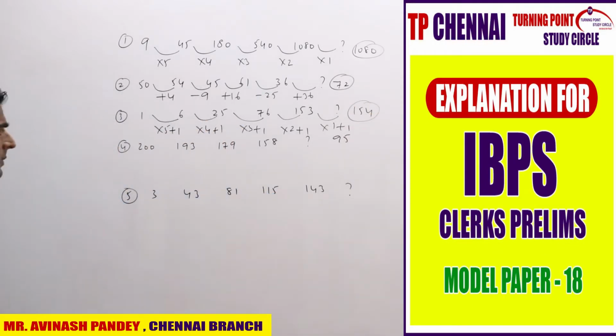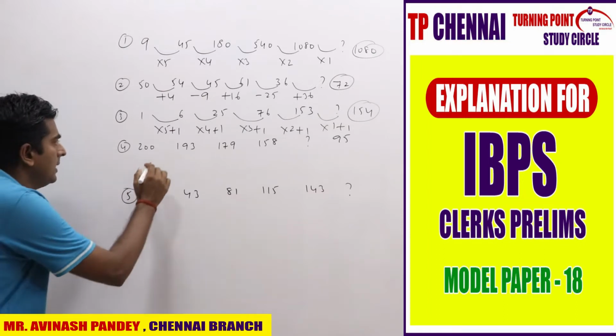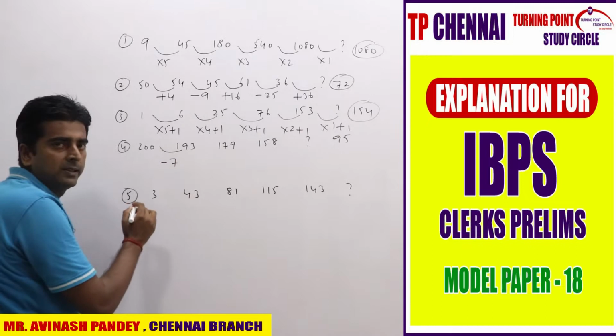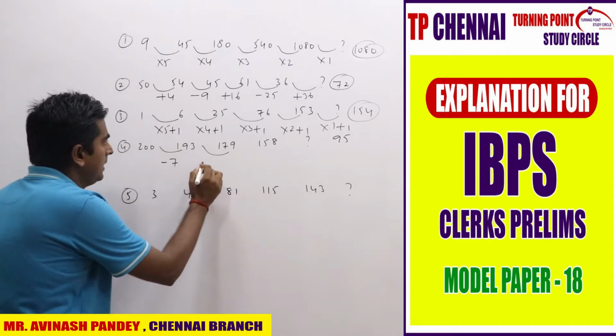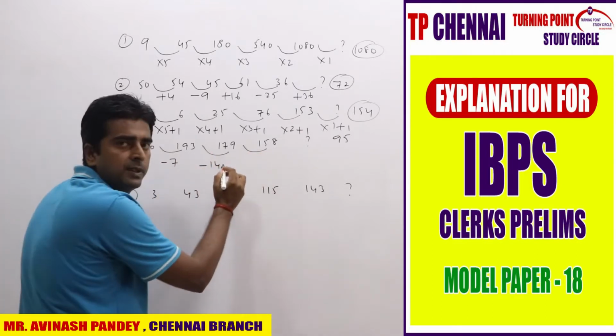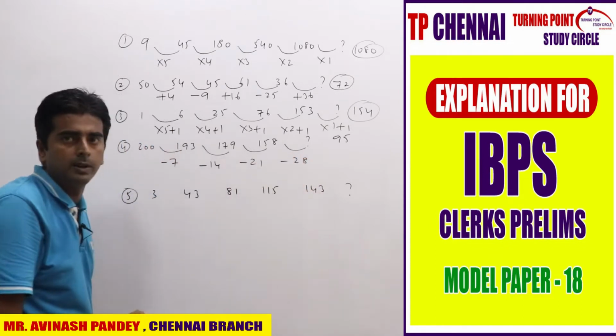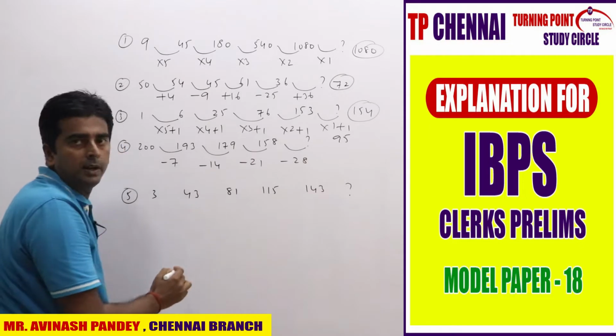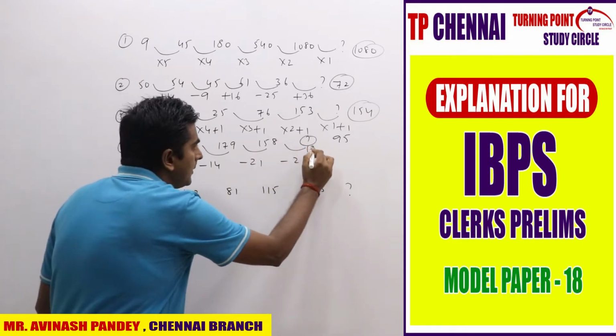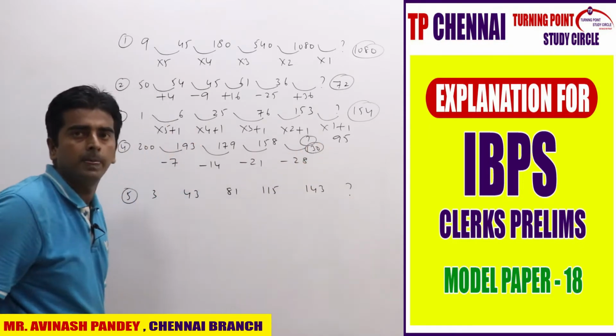Fourth one: 200, 193, 179, 158, question mark, 95. It is not that much increment. Here the difference is minus 7, then minus 14, then minus 21, and the next will be minus 28. So 158 minus 28 is how much? 130. My answer is 130.